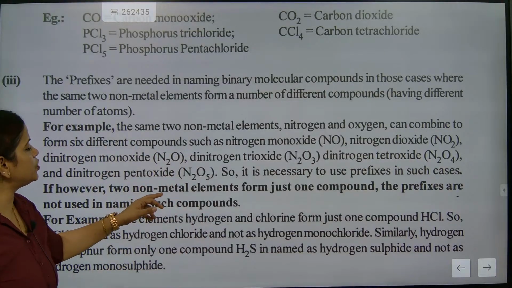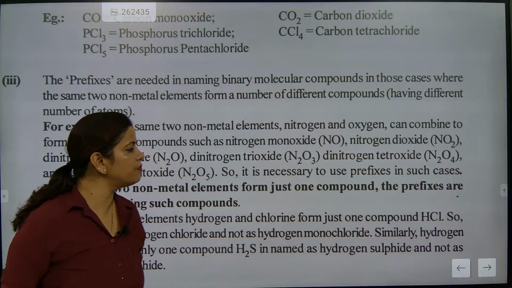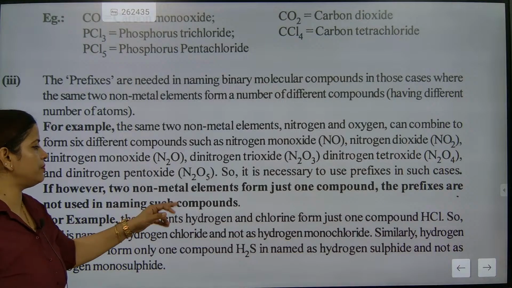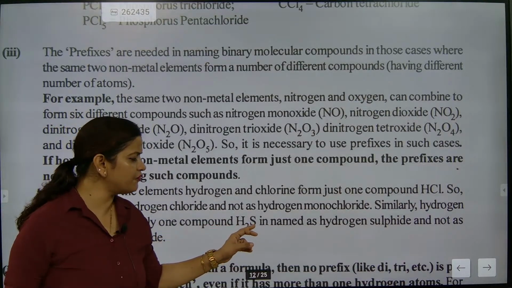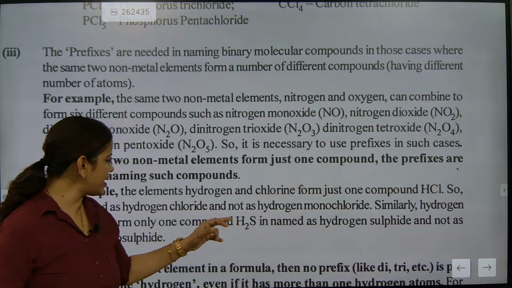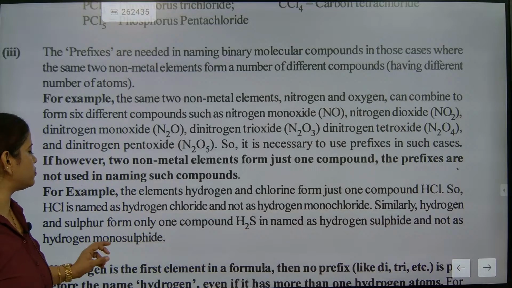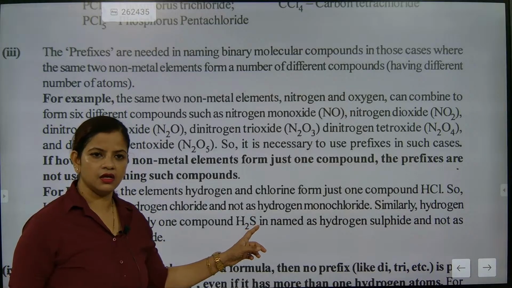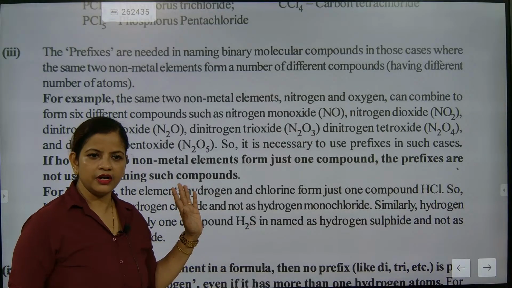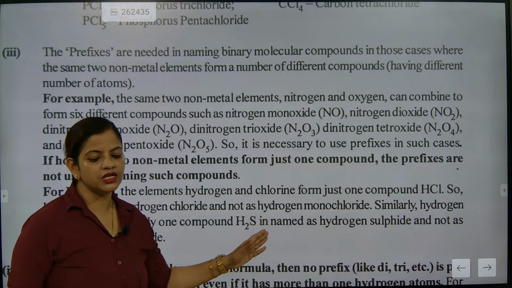If however two non-metal elements form just one compound, the prefix is not used in naming such compounds. Like look here. Here hydrogen, here sulfur is only one. Right? So are we writing this name? No, we are not writing hydrogen monosulfide. Understood? So here, beta, if it is single, then no need to write it. Directly we are writing hydrogen sulfide.